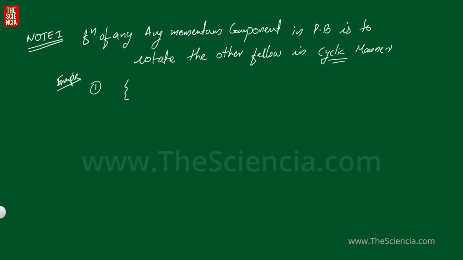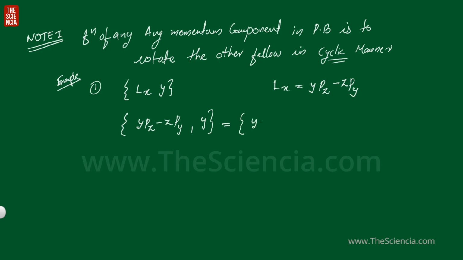Let us consider the Poisson bracket of Lx, y. Here we know the value of Lx: Lx equals the x component, y component, so y pz minus z py. Now substitute this value here, that is {y pz minus z py, y}. Now we can use the distribution law, so I can rewrite this equation as {y pz, y} minus {z py, y}.